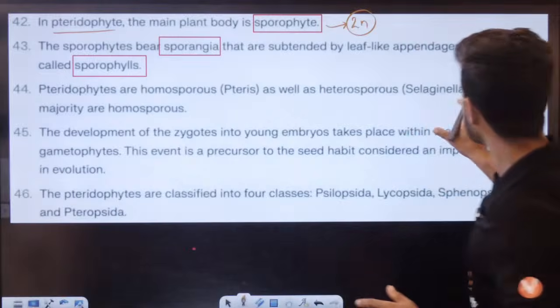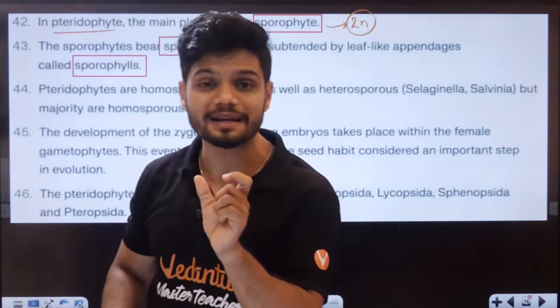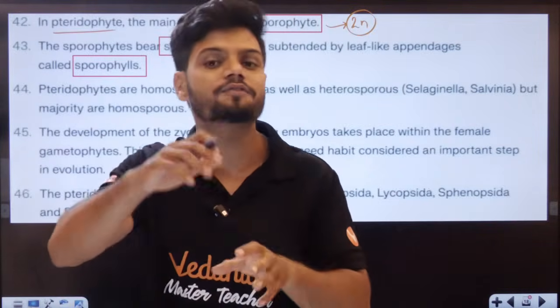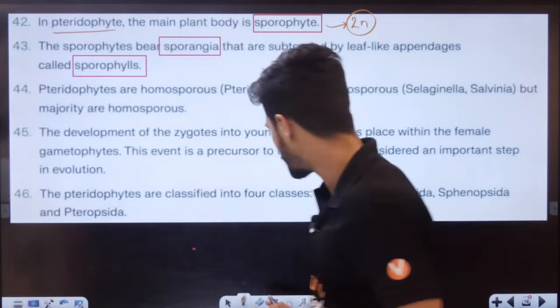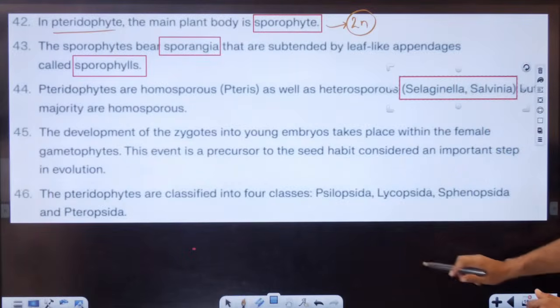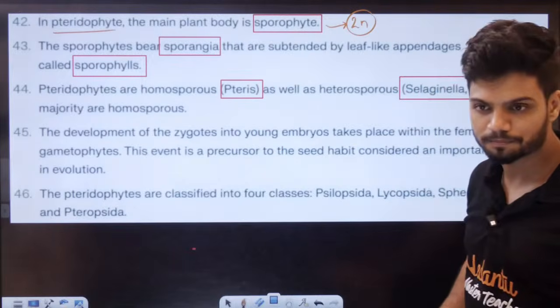Then what is heterosporous students? Heterosporous, hetero माने मतलब क्या है? Hetero माने different. So they have two different types of spores. और यहां पर सबसे इंपॉर्टेंट है एग्जाम्पल इसका स्टूडेंट्स, ये देखो हेटेरोस्पोरी का एग्जाम्पल है सलाजिनेला एंड साल्विनिया, और होमोस्पोरी का है टेरेस. ये एग्जाम्पल सबसे इंपॉर्टेंट है यहां पर, ठीक है.